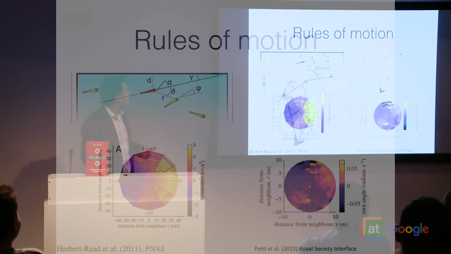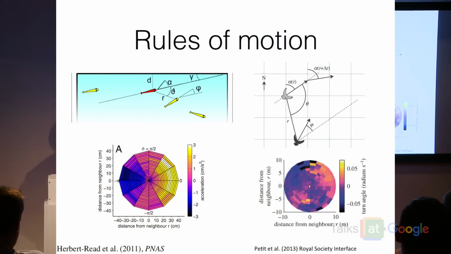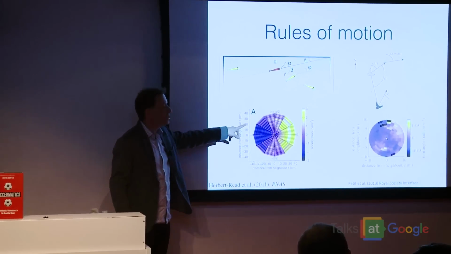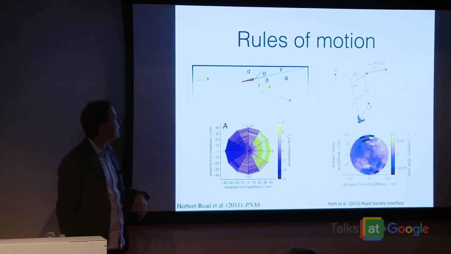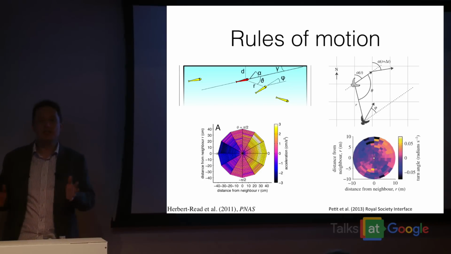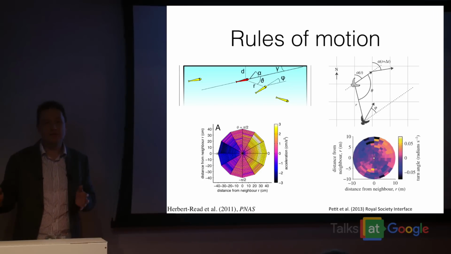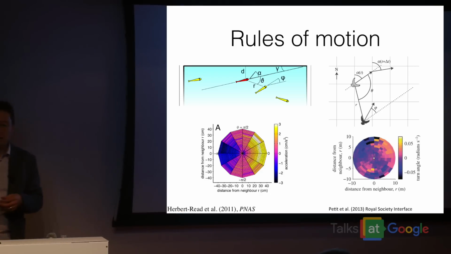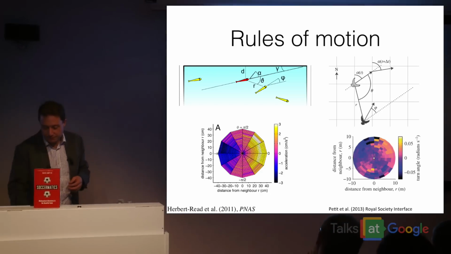And for quite a few years now, we've been doing what we call rules of motion experiments. We look at how this focal fish interacts with its neighbours. This is an example of how a fish accelerates depending on the position of its neighbours. This is a similar thing done with pigeons. How does a pigeon change direction as a function of the position of its neighbours? And we can get a really good idea of how these fish and how these pigeons interact with each other.